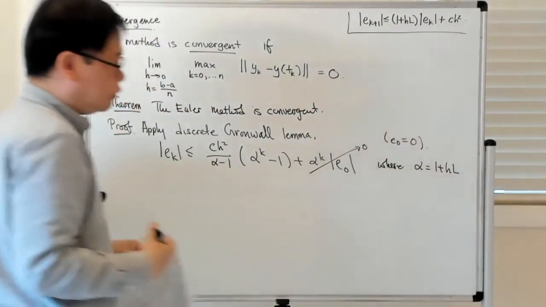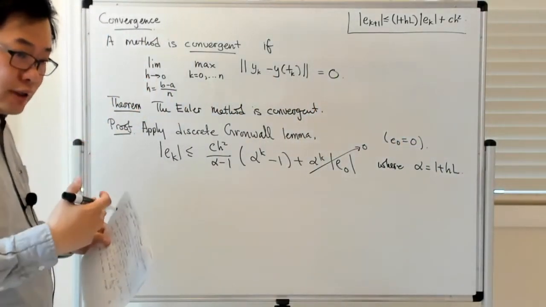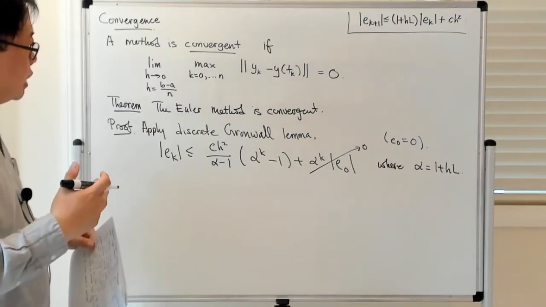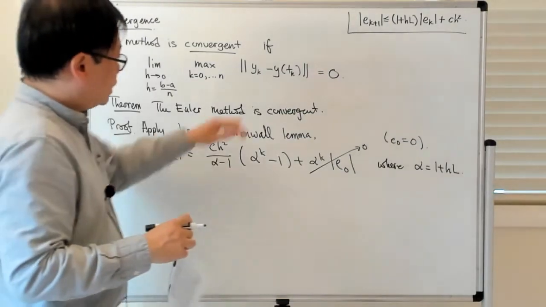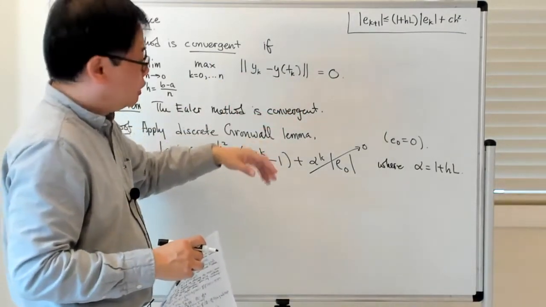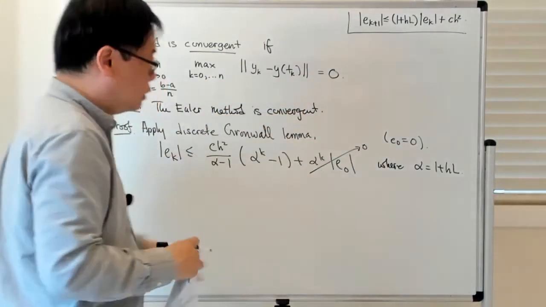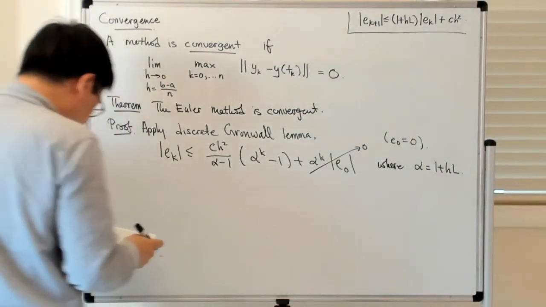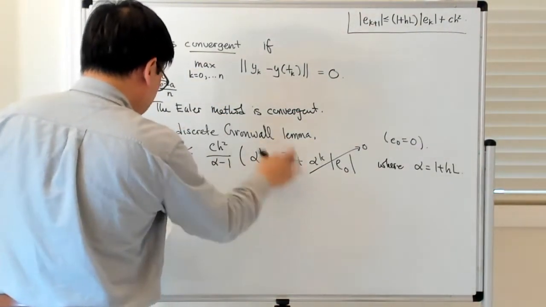So you assume, as with the Euler method, that at the initial time you use y0 equal to y at t0. So in particular, E0 is 0, right? So that term vanishes, and you're just left with this term here.